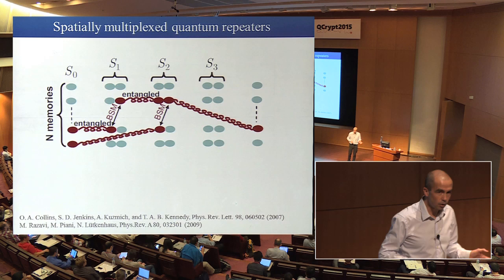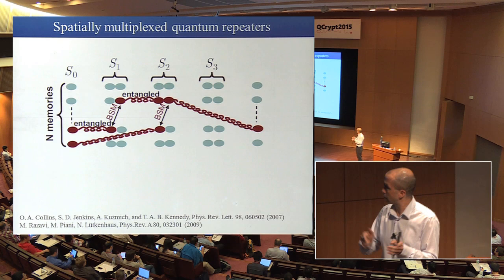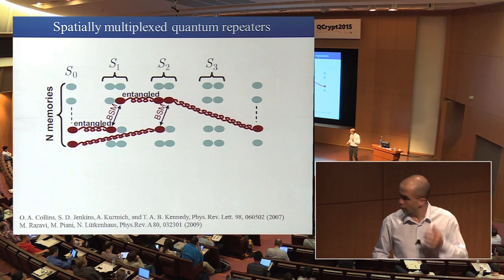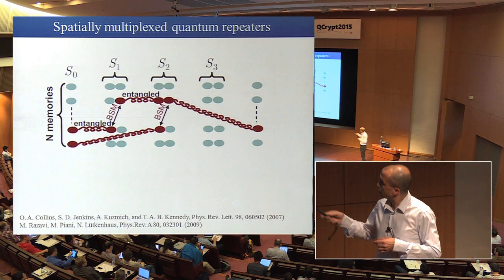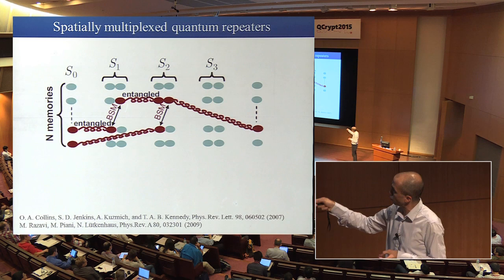There is another possibility of doing multiplexing, which is spatial multiplexing. Here the idea would be to have, at each site, many different memories. And typically, you would start by creating entanglement within the elementary link. This was proposed in the Kennedy group in 2007, and I borrowed this picture from this paper here. You start to create entanglement within each segment. And now, if you have a success for this segment and a success here, you do the Bell state measurement in between these two.